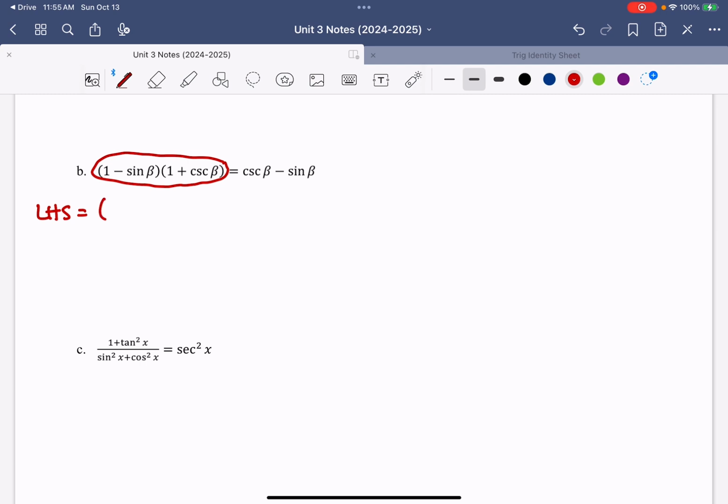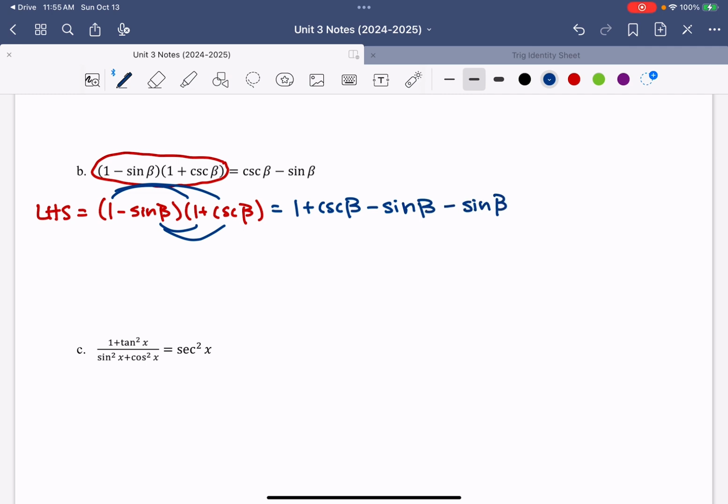My left-hand side is equal to 1 minus sine of beta times 1 plus cosecant of beta. Okay, so where are we going to go with this? Well, I see that what I'm trying to get to does not have any parentheses, so I think we should distribute this through so we can get rid of our parentheses. So when I do that, I'm going to have a 1 plus cosecant beta minus sine beta minus sine beta cosecant beta.